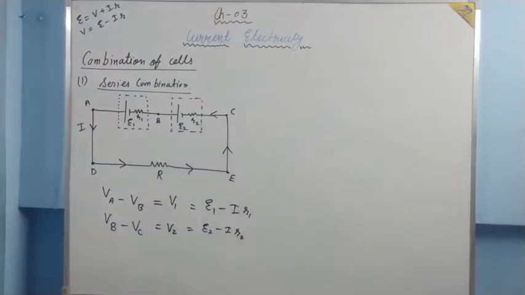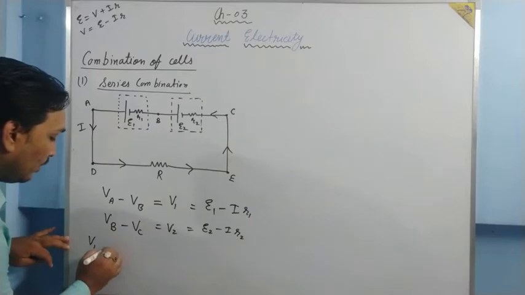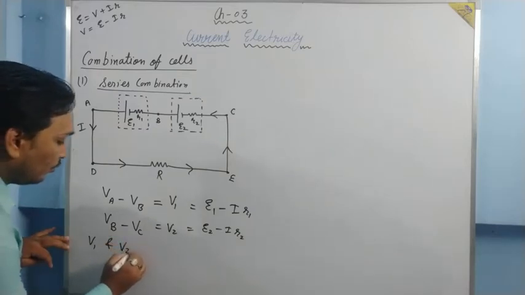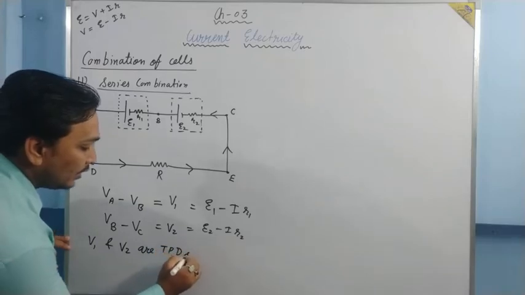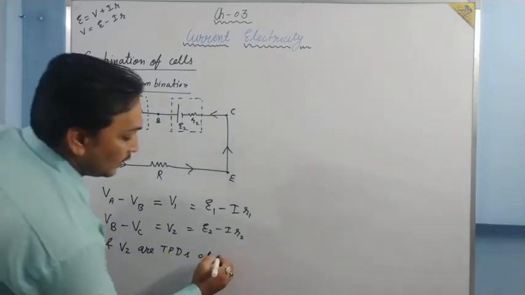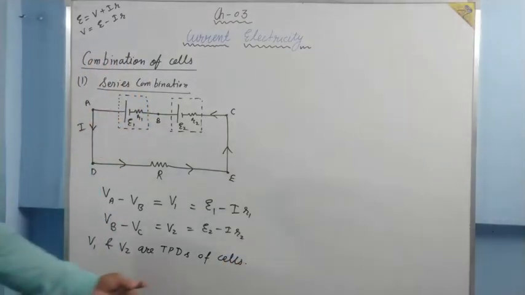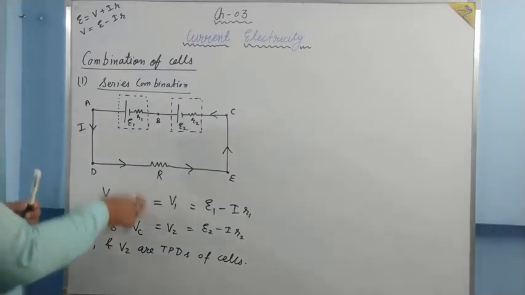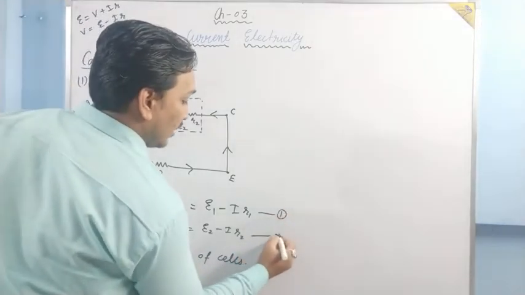Is it clear what V1 and V2 are? V1 and V2 are TPDs of cells. Okay, what is TPD? TPD is terminal potential difference. Okay, now just add these 2 equations. Let this be the first equation, let this be the second equation.